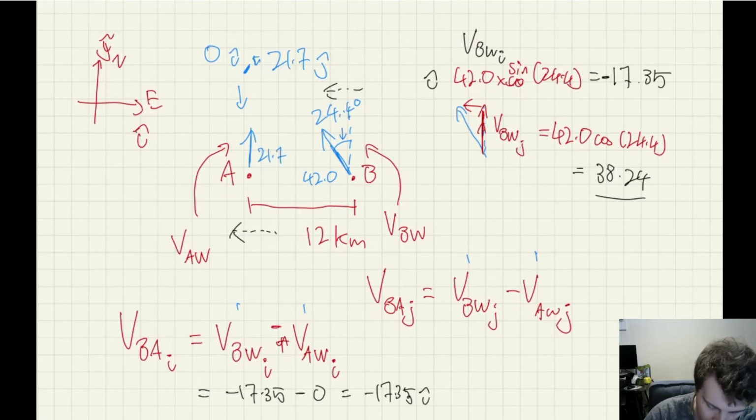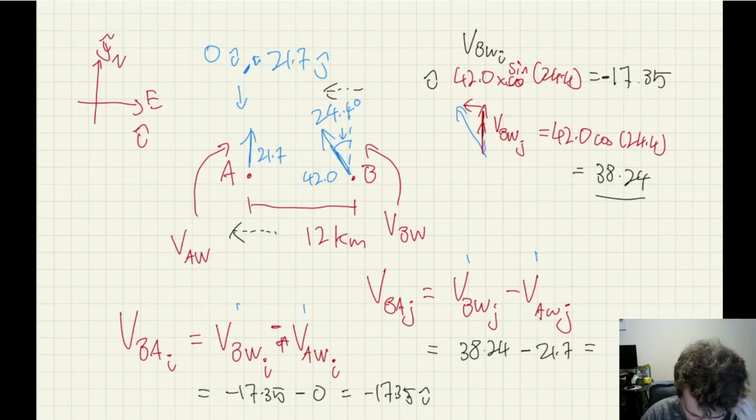I. And then the J component is equal to BW in the J component, which is 38.24 minus 21.7, which is equal to 16? No, what's that, 16? Yeah, 16 point, screw it, it's 16.5.